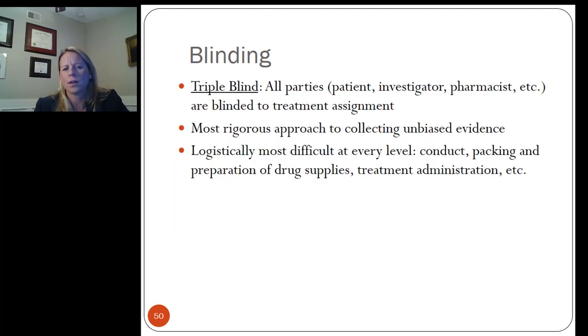And then the third design is called a triple blind. This is a much more rigorous approach, and this basically is a design where no one knows the treatment assignment. And so no one, including, say, the pharmacist who's responsible for dosing or dispensing the medication, the clinical researcher is blinded, as well as the patient is blinded.